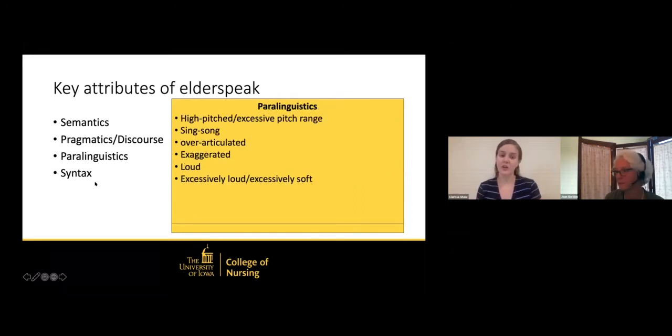The other category that is a key attribute to elderspeak is paralinguistics. And so this is most often related to that prosody. And when thinking about paralinguistics, really imagine baby talk to a baby. So one of the first studies about elderspeak took place in a nursing home in the 1980s. And what researchers did was record interactions between nurses and patients. And then they went to a daycare center and recorded interactions between daycare teachers and 2-year-olds.